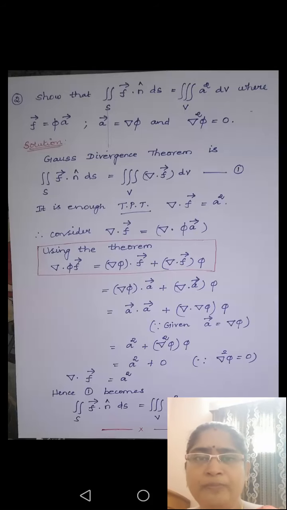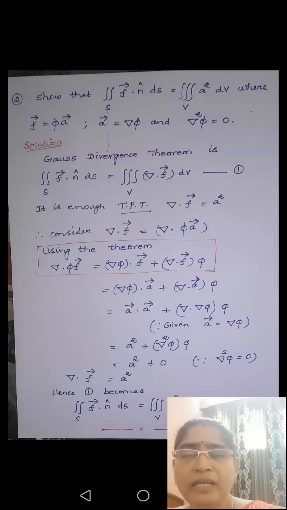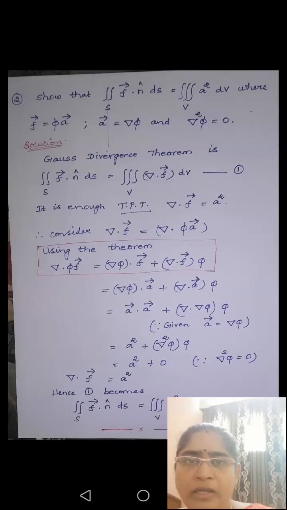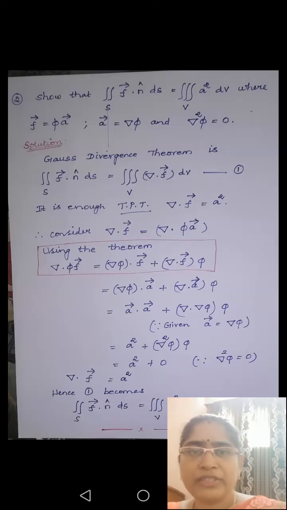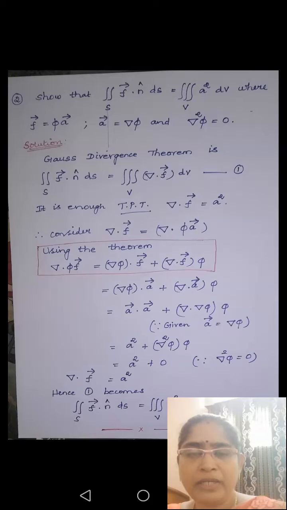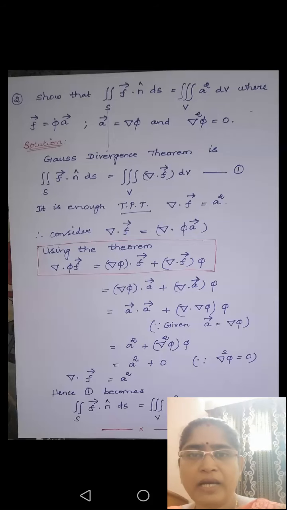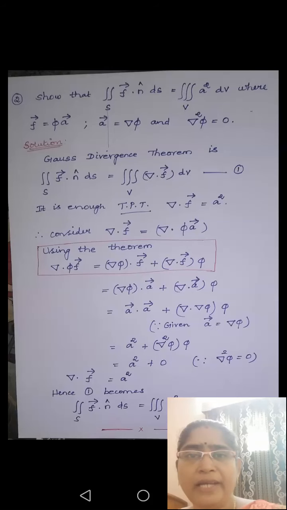When we see the problem, it is the relation between the double integral, that is a surface integral, and the volume integral. Now, Gauss divergence theorem gives the relation between these two. Therefore, write what is Gauss divergence theorem. It is double integral over S f vector dot n cap into ds is equal to triple integral over V del dot f vector into dv. Mark it as equation number 1. Now, compare this theorem with the given problem. Therefore, it is enough to prove that del dot f vector is equal to a square.